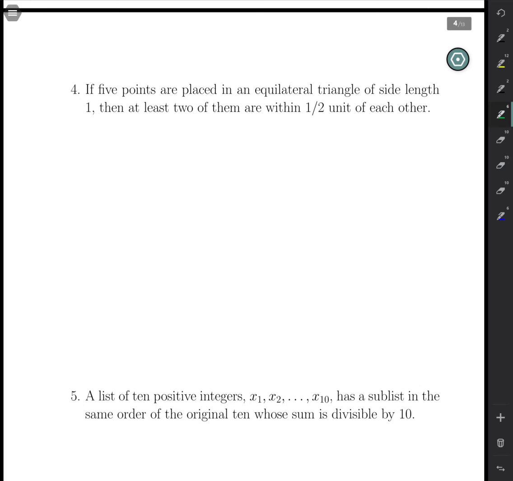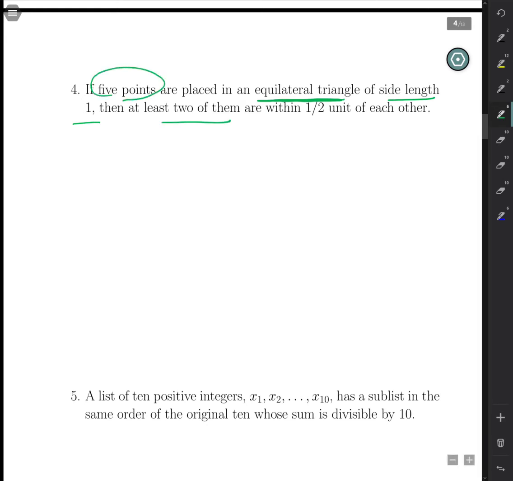So in this case, this is a geometric sort of problem. What the problem says is that if you select 5 points out of an equilateral triangle, and we'll just fix the side length at 1, which is real convenient, then at least 2 of these 5 points are within a half unit of each other. Very different sort of feel maybe from what we've been doing with the pigeonhole principle.